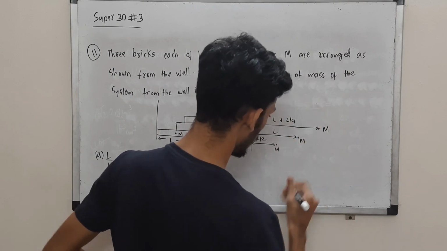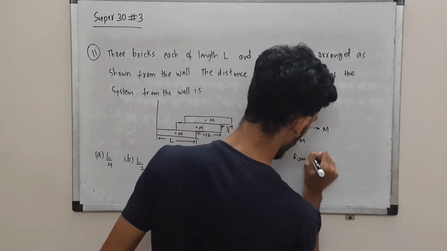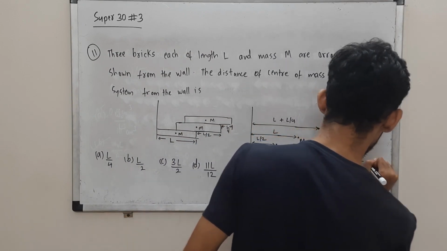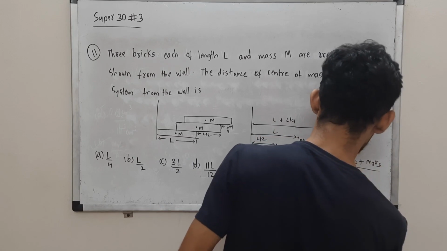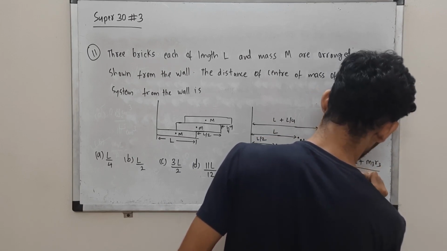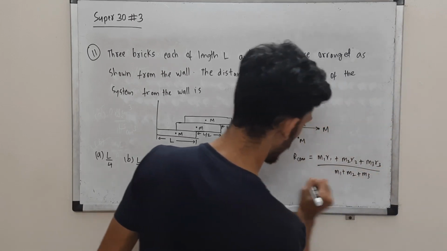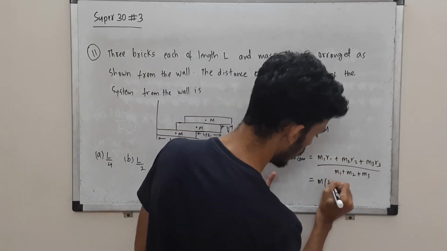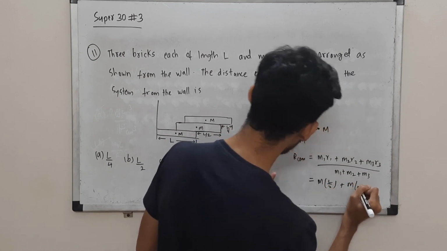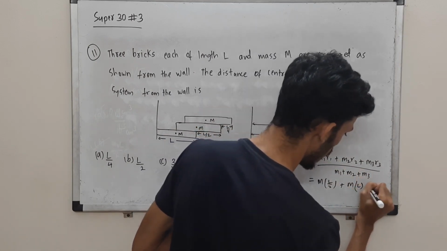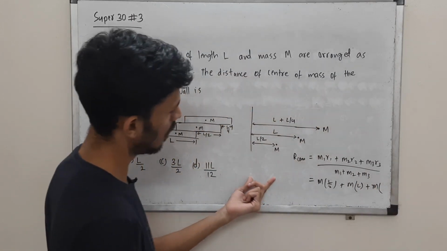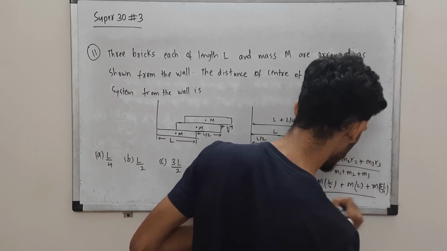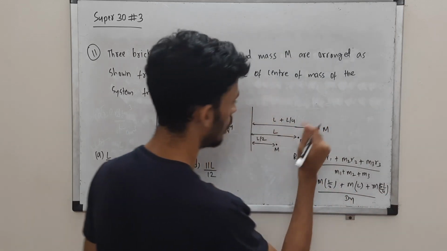So it is very simple now. RCOM is m1 r1 plus m2 r2 plus m3 r3 upon m1 plus m2 plus m3. So three discrete masses. m1 is m at a distance of L by 2. This is again m at a distance of L, and this is again m at a distance of L plus L by 4, that is 5L by 4. And in the denominator we'll have m plus m plus m, 3m.